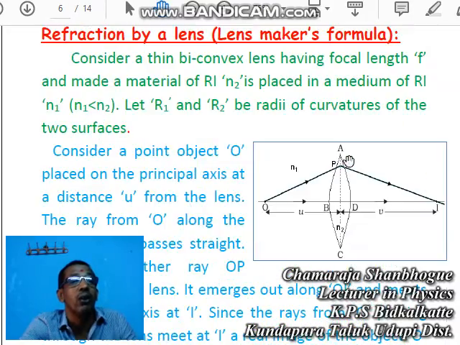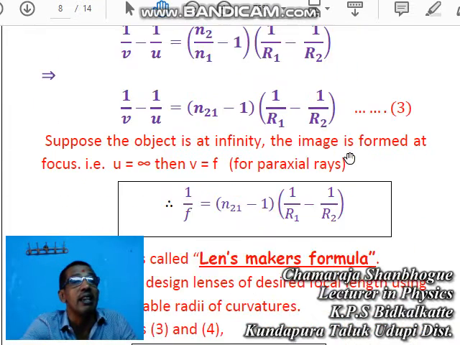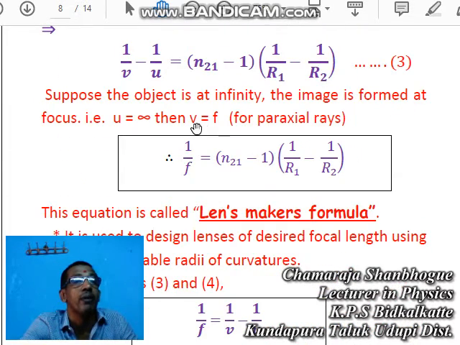So when u is infinity, v becomes f. Is it clear? When u is infinity, v becomes f. Therefore, instead of this, I write 1 by f. 1 by f minus 1 by infinity is 0. 1 by infinity is 0. So 1 by f is equal to this formula.